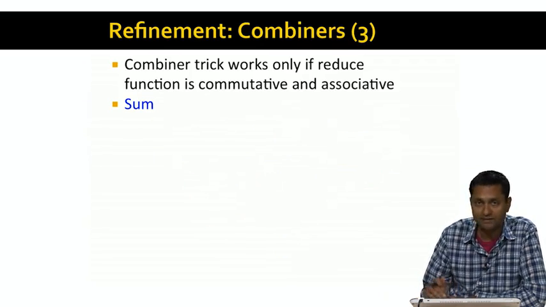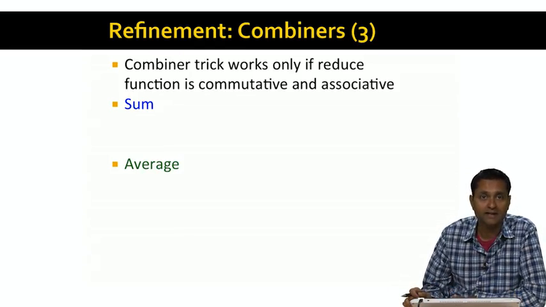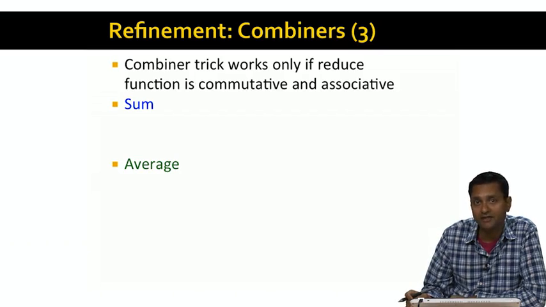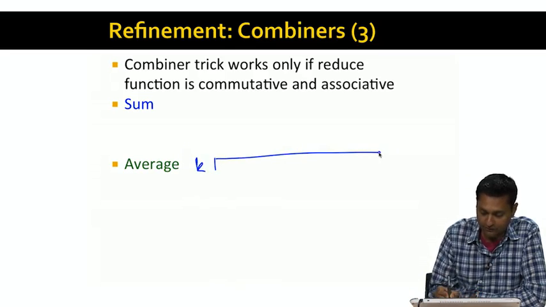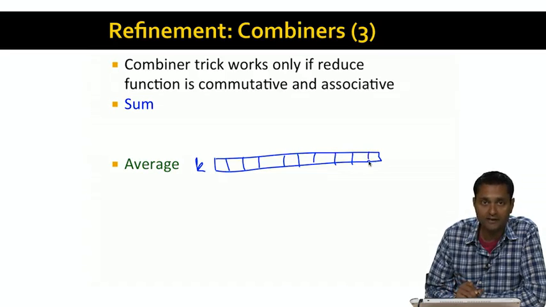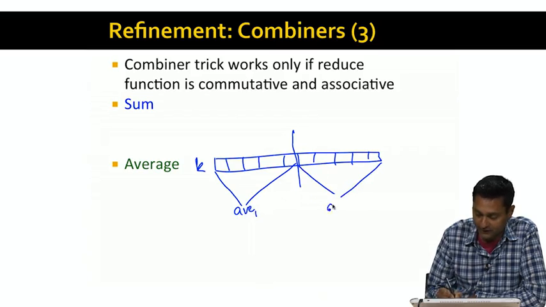However, there are some functions that are not commutative and associative. An example might be average. Let's say the reducer needs to compute the average of its set of input values. The set of input values consists of a key followed by a bunch of values. Now, let's say we divide this set of values into two sets, compute the average of this set, call it average 1, and compute the average of this set, let's say that's average 2. And now we take the average of average 1 and average 2.